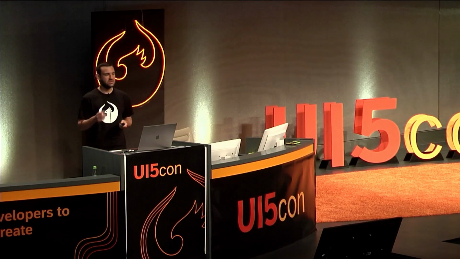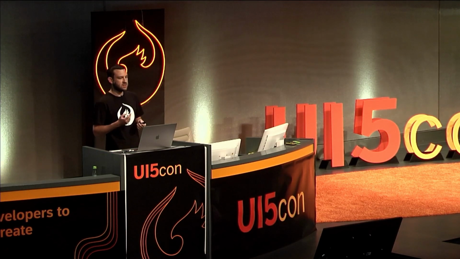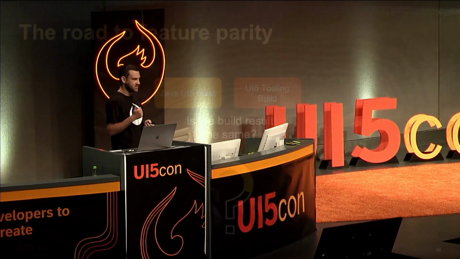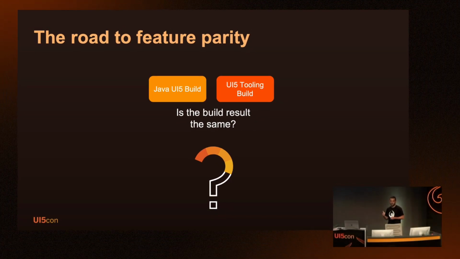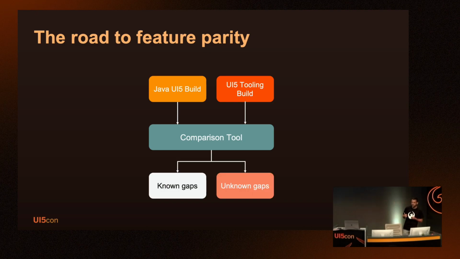So we now have both of these builds. We have the Java one, the old Java UI5 build, and we have the UI5 tooling build. And now the question was, is the build result the same, and how can we find a working model to get these both aligned? And that was the birth of the comparison tool, which is an internal tool which we developed, or which we had an idea to develop, to compare these both builds and see where the gaps are, which we already know exist, and maybe other gaps which we did not know before. And that was our basic concept, how we wanted to tackle them.